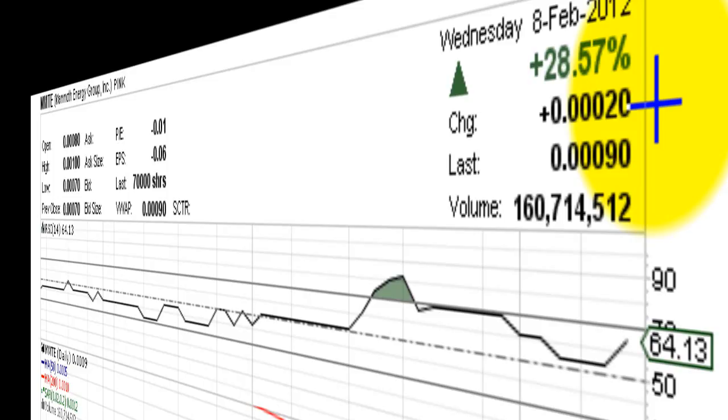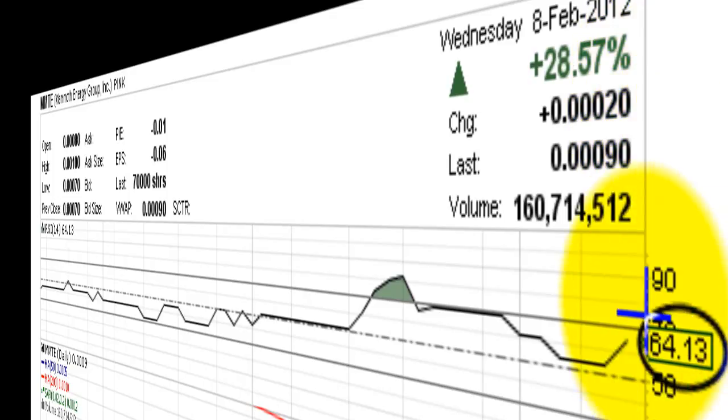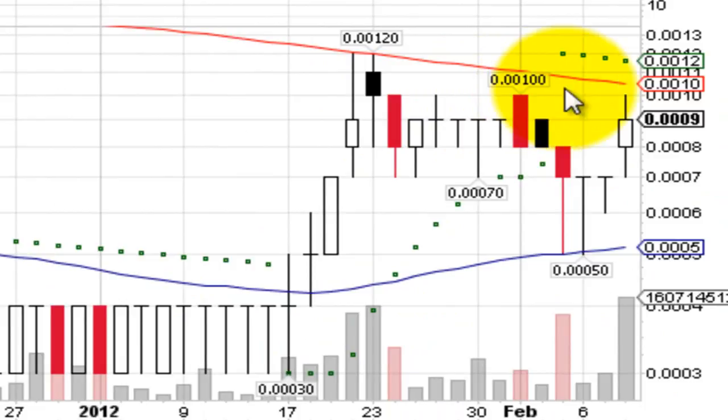Right here we are going to be looking at a 3-month daily, and we're going to be looking at the RSI first. The relative strength index right now is trading at 64.13. As we can see here, it's starting to gain a lot of strength, especially over the term coming off the bottom. And we can see down here with these candlesticks, we're working our way up to the .0010 mark right now, which is this red line.